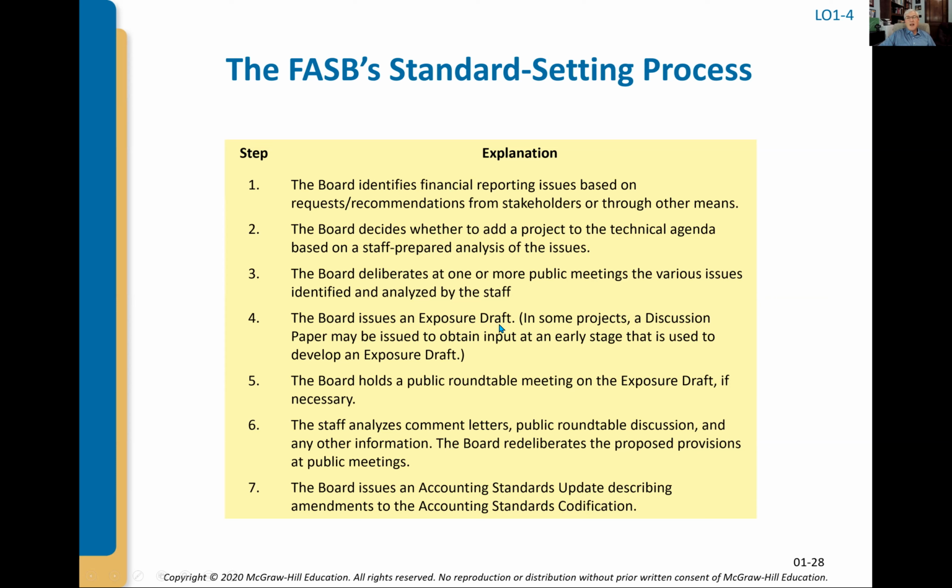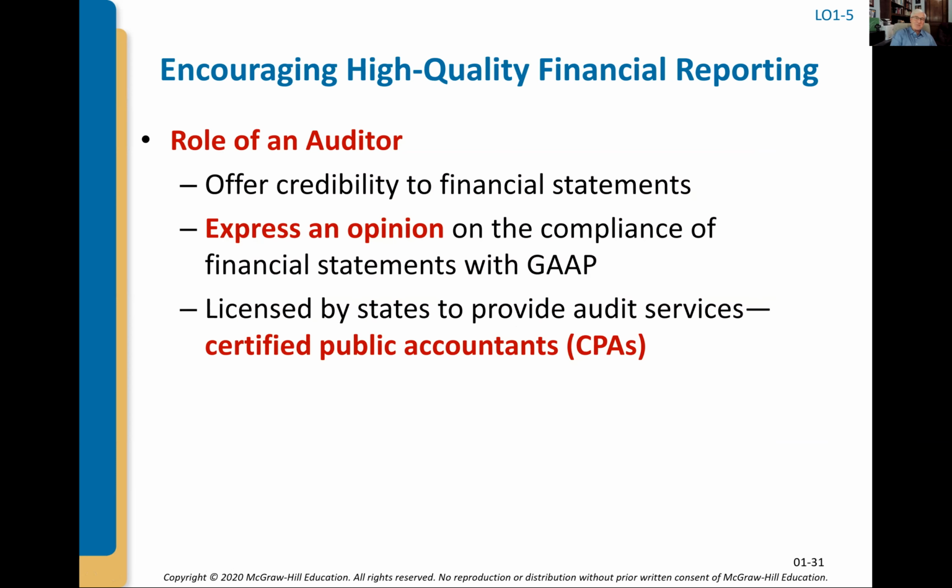By the way, this isn't like 1 page. I think the exposure draft for leases might have been 100 pages. So there's a lot, again, devil's in the details on that. You don't know how it's going to impact you. So how do we get to high quality financial reporting?